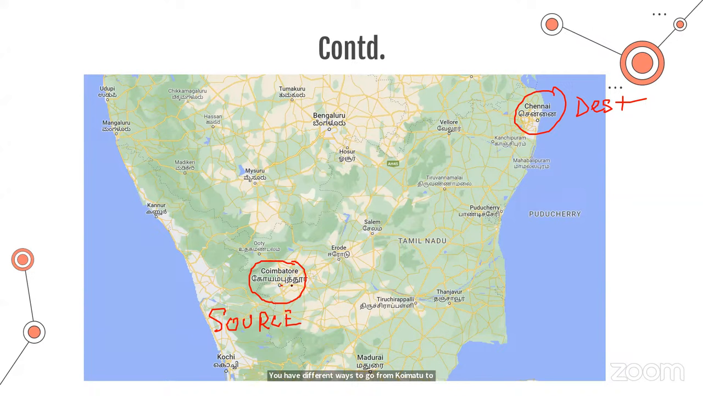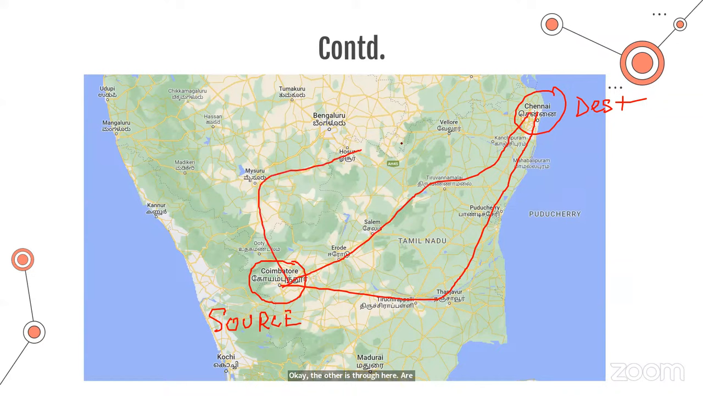One is like this. The other is through here. Or you can go via Mysore, Hosur, Vellore, and Chennai. There are different ways to go from the source to the destination. Now I am considering only the roads. I'm not considering flights or trains or anything. I'm just taking the example of going through road.